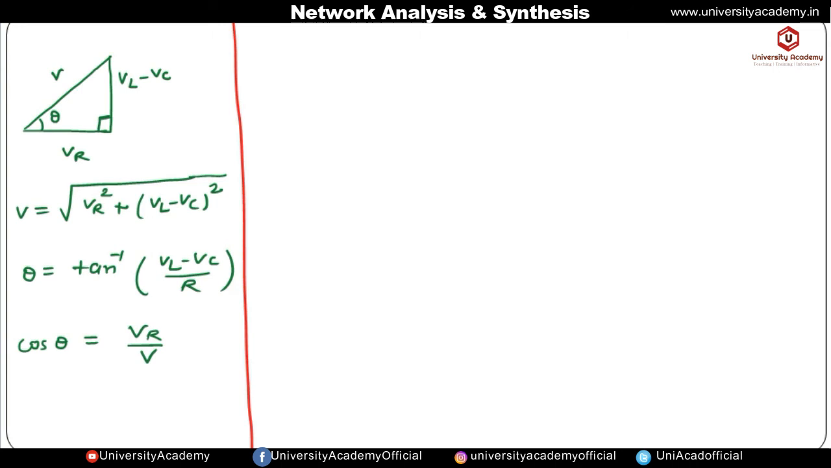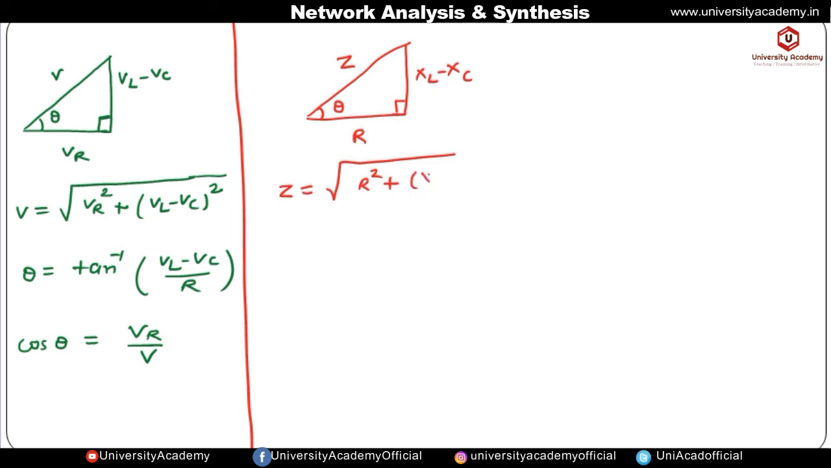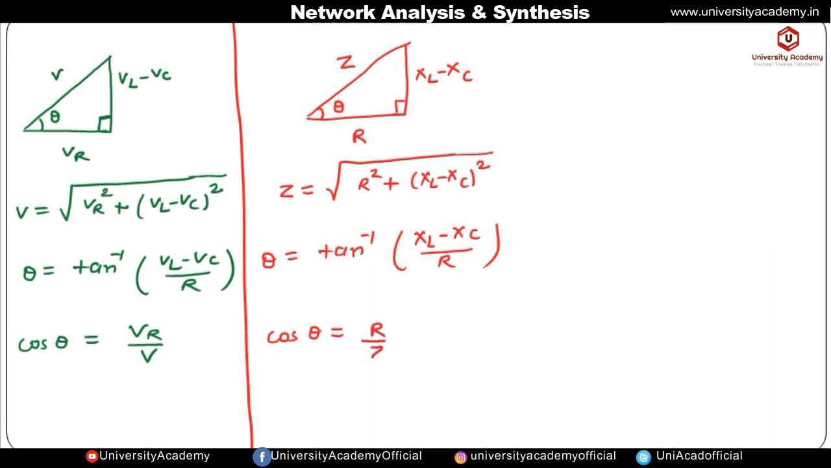If we draw the impedance triangle, because of this VR we get resistance R, this is VL minus VC, so this will be XL minus XC, and this is the total impedance Z. The angle is theta and this is 90 degrees, so the magnitude of the impedance is given by square root of R square plus XL minus XC whole square. The theta angle is given by tan inverse of XL minus XC by R, and cos theta is given by base by hypotenuse, that is R by Z.